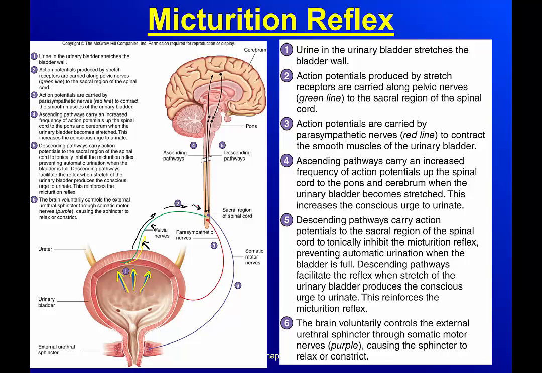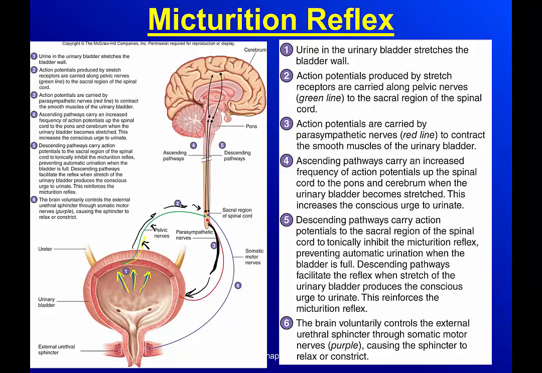Action potentials are carried by the parasympathetic nerves, the red line here, to contract the smooth muscle in the urinary bladder. So remember I told you about that kind of squeezy feeling you get when you have to pee?